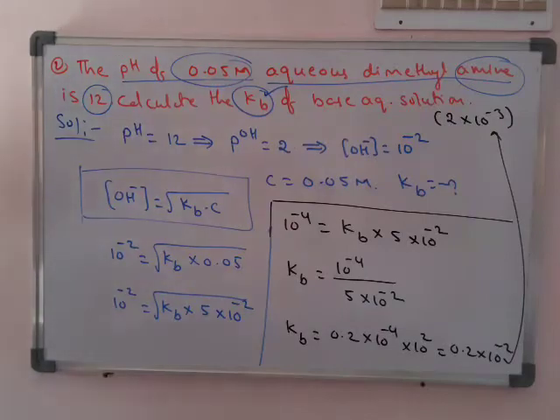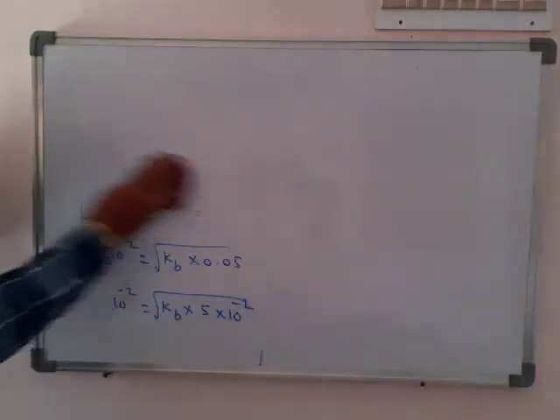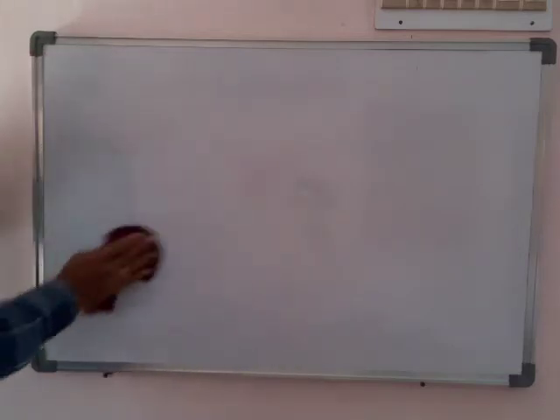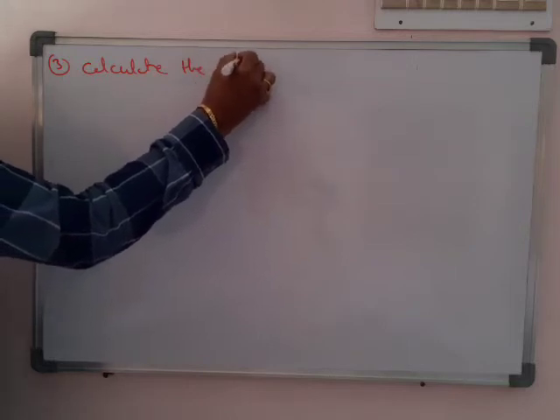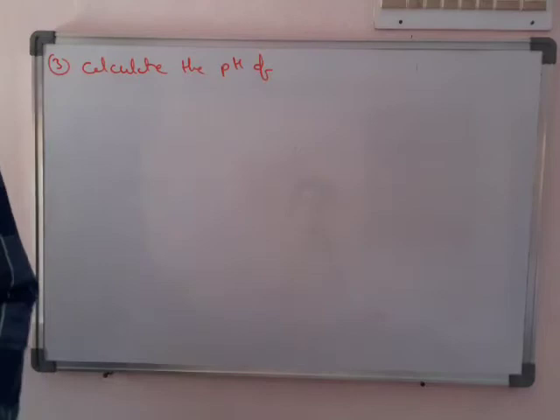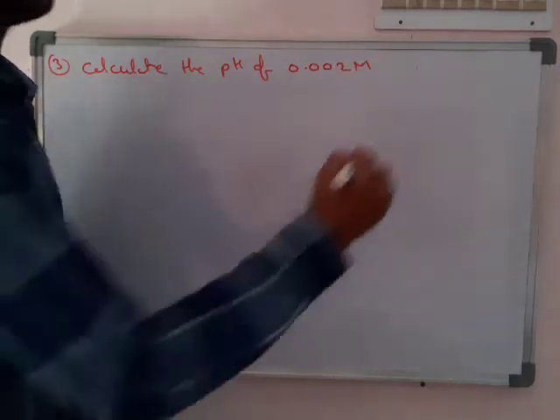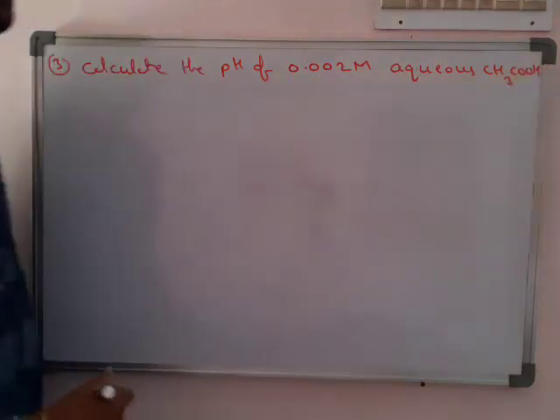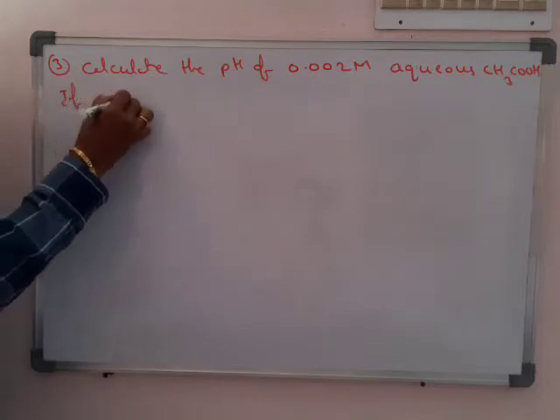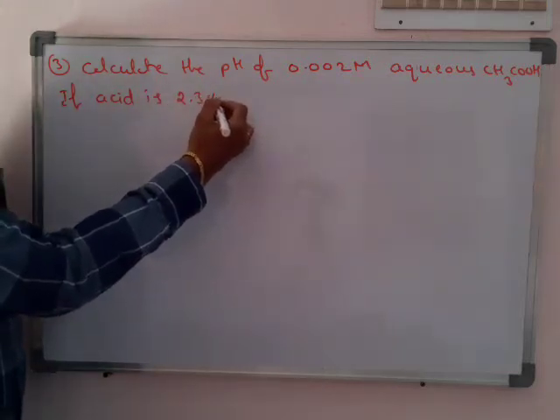Next, see one more. Calculate the pH of 0.002 M aqueous acetic acid, if acid is 2.3% ionized in the given solution.